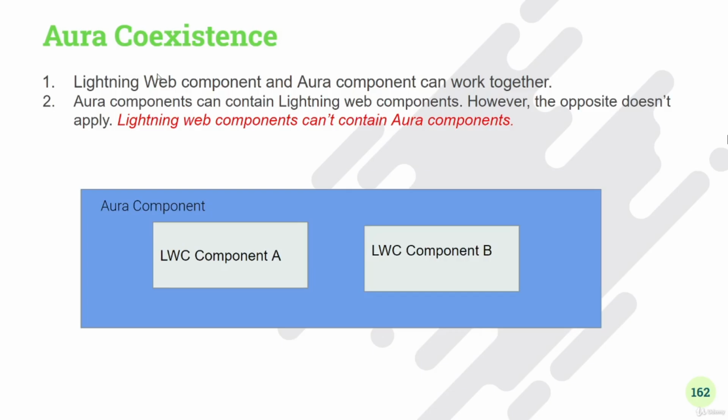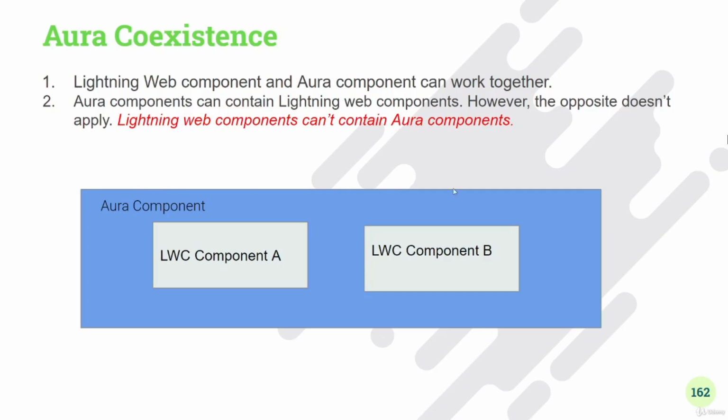So the first point here is that Lightning Web Component and Aura component can work together. Aura component can contain Lightning Web Component. However, the opposite doesn't apply. That's a very important point from the interview point of view as well as from the programming point of view. You can embed your Lightning Web Component inside the Aura component, but you can't embed Aura component inside the Lightning Web Component. Just remember this red color line: Lightning Web Component can't contain Aura components.